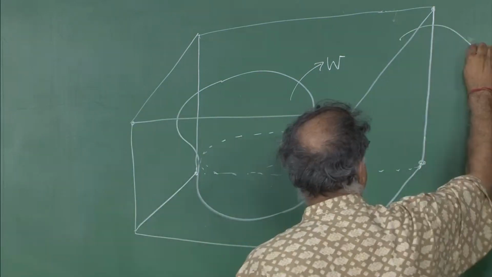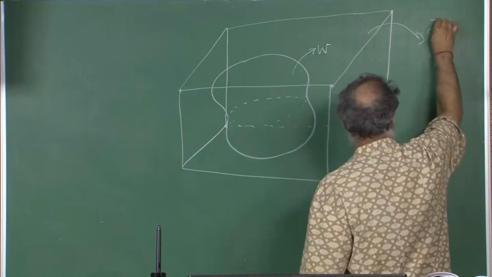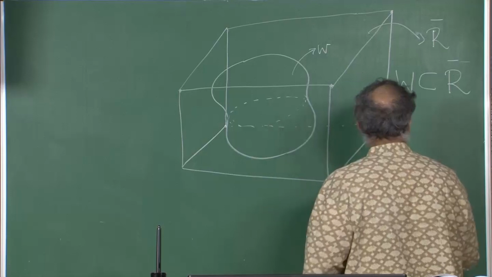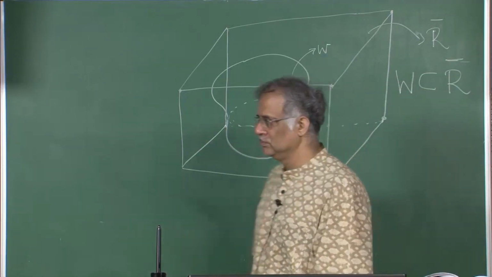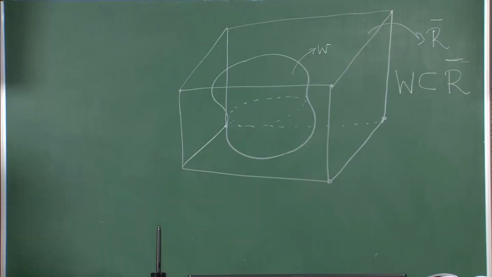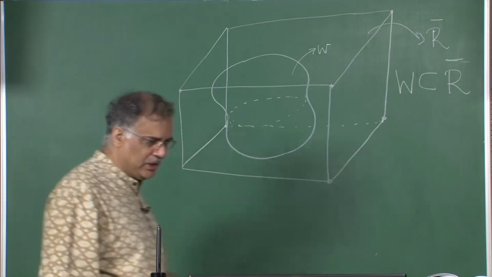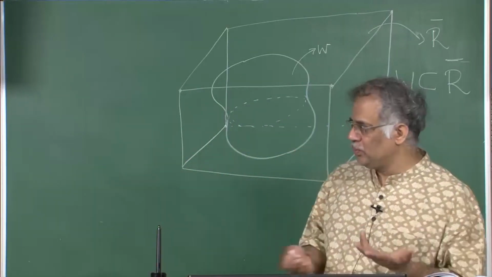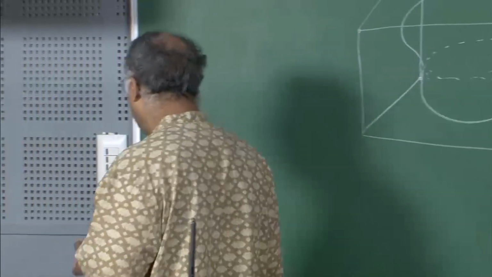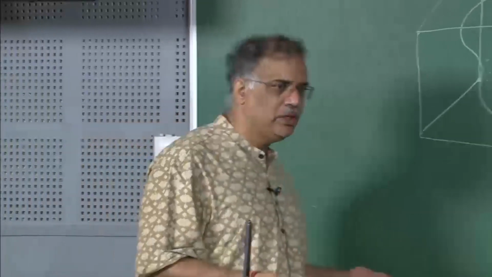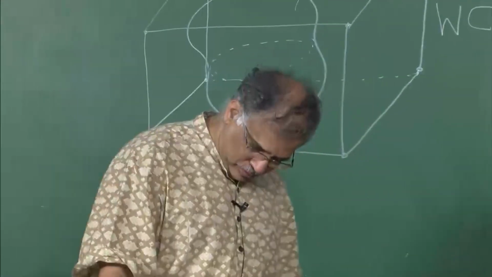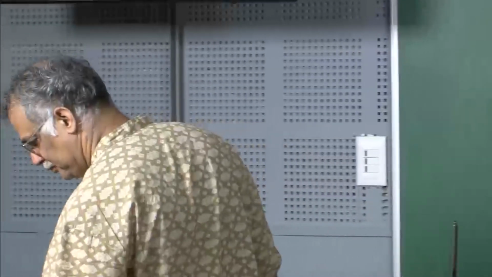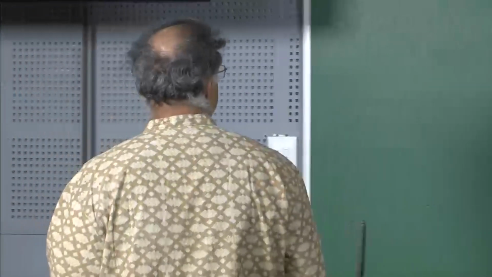So, you get a rectangle R bar, and W is now properly contained inside R bar. Now, we have just defined how to integrate over R bar. We have just spoken in terms of iterated integrals. But how do you integrate over R bar? You know how to do it through iterated integration. Now, what is this R bar?